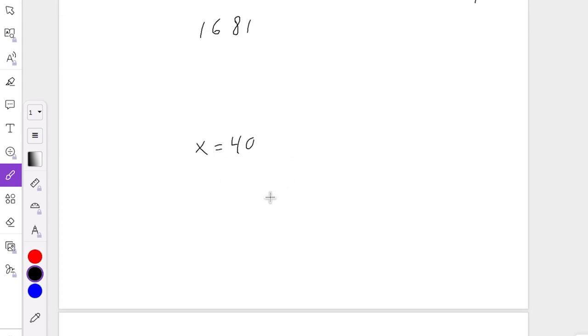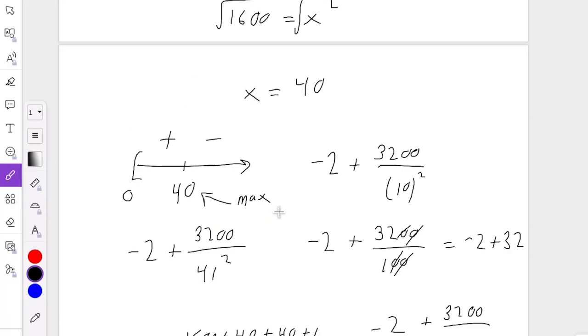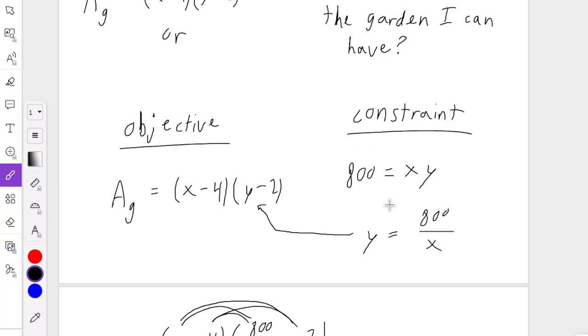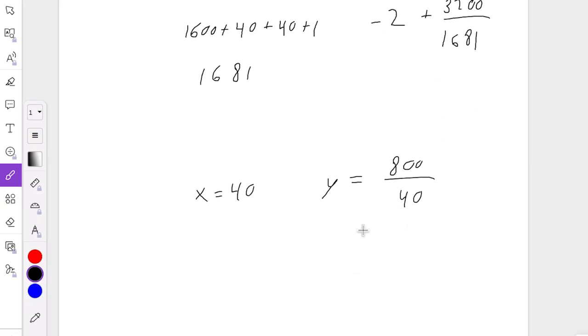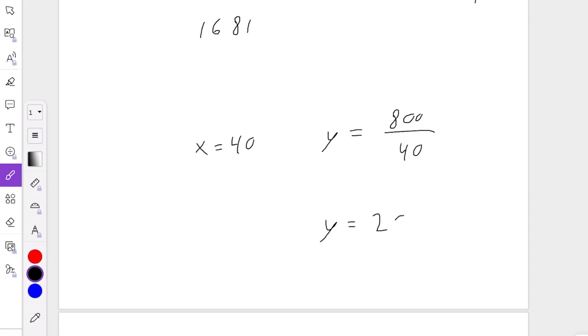How do I find y again? That's right, kids. You just have to plug it into our constraint. Our constraint was y equals 800 over x. X is 40. Again, we got that at the very beginning. I'll even scroll back up to show you. It was from the constraint equation right here. That's how you find the other variable. And so 800 divided by 40 is just going to be 20.